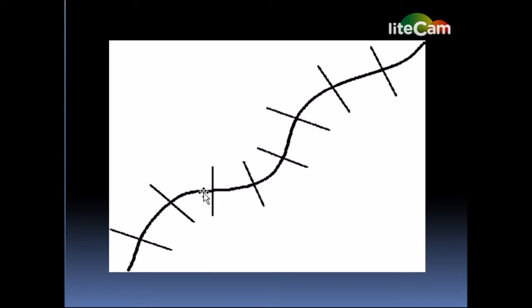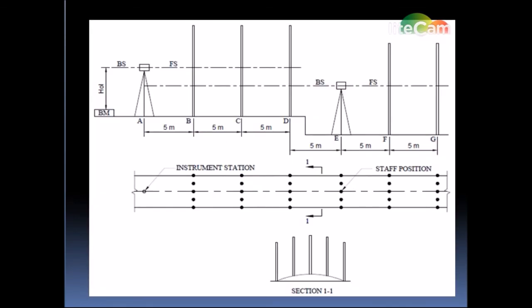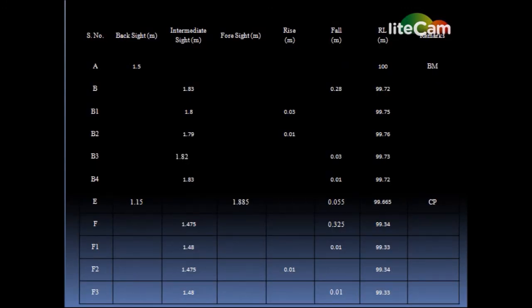This is a profile and this was the center line, and we had taken this as the profile. So we had to calculate the level of this and along this line also. So it's an example like this was the center line and these are the cross sections drawn. So we have to take levels at these points along with the center line. So here is an example of how we have done it.